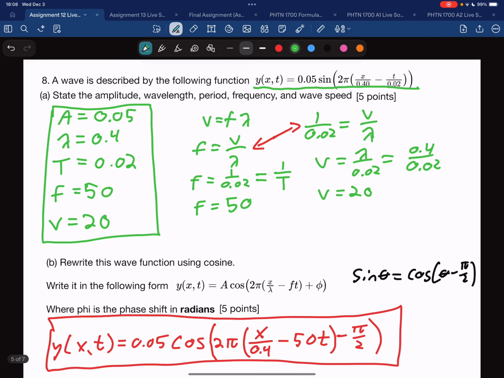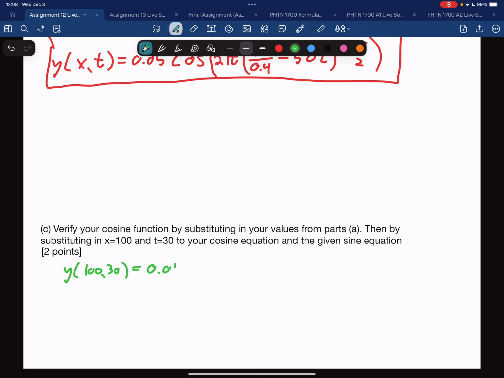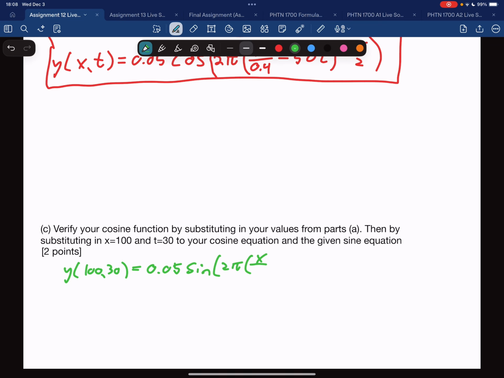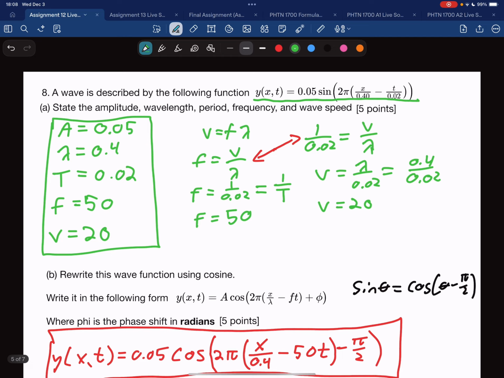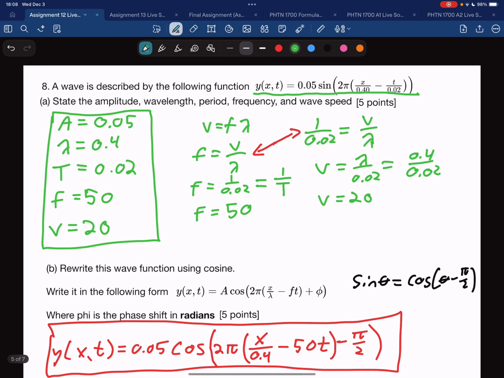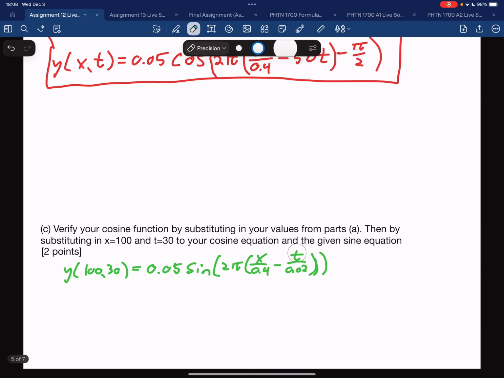So writing this out in full, 0.05 sine times 2 pi times x over 0.4 minus t over 0.02. Close off all the brackets there. Oh, I have x and t. I was supposed to have 130. This equals exactly 0, not 0 point something, exactly 0.